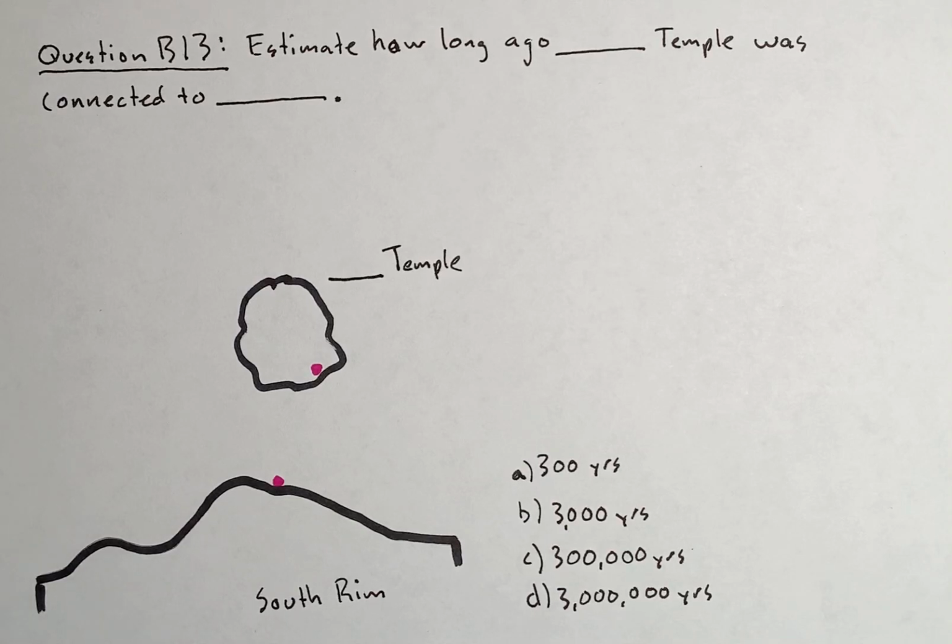So this is question B13 from the Why is the Grand Canyon So Grand lab. I believe this is the last question in the in-depth section, section B. And the question's going to go something like this. Estimate how long ago blank temple was connected to a nearby piece of topography. Select the best answer in units of years ago.